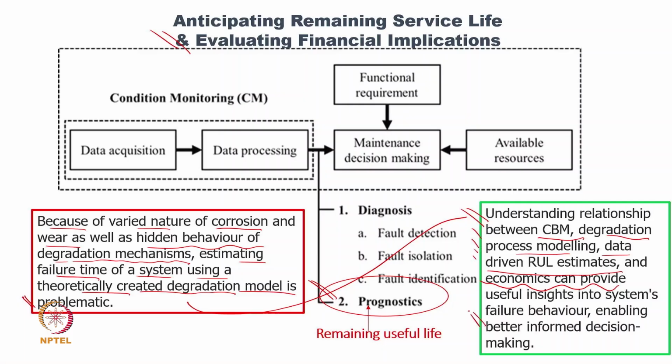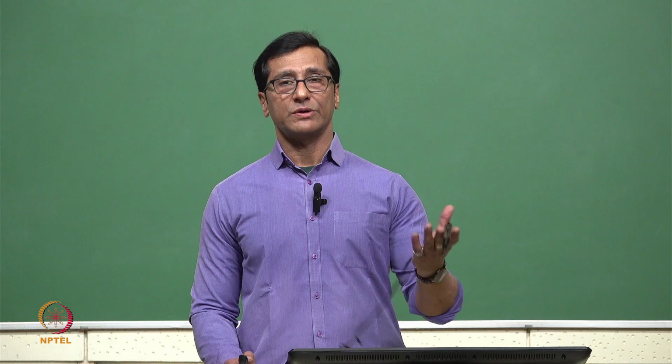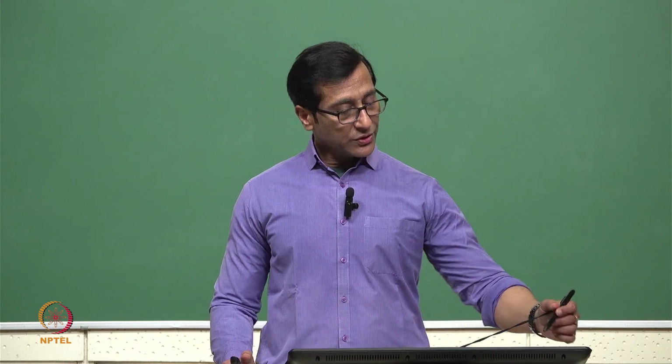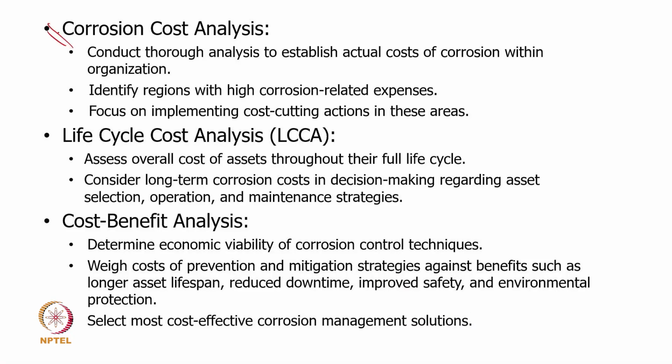Are we really going to get some advantage from that or not? So that's why we are going to cover a few slides, and maybe I'll be using a very elementary approach. But when you go for the economics, detailed approaches are also available. We'll just touch upon what the approach is and how we shall do it. So now there are a number of approaches. We can do a corrosion cost analysis, we can do a life cycle cost analysis, we can do cost benefit analysis also.